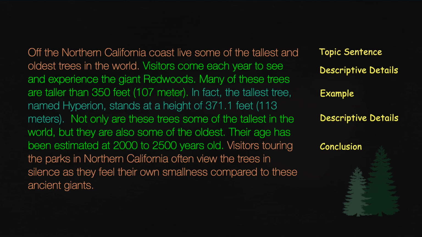The topic sentence is, off the Northern California coast live some of the tallest and oldest trees in the world. The conclusion is, visitors touring parks in Northern California often view the trees in silence as they feel their own smallness compared to those ancient giants. Now, both ancient and giants are different ways of saying tallest and oldest. The writer also in the conclusion adds his own feelings, which leaves the reader with a sense of awe.